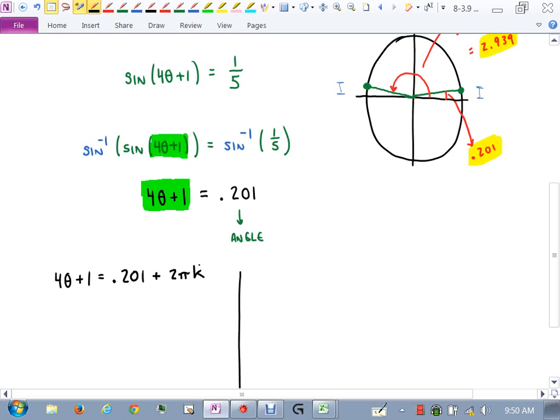Then if I write 4 theta plus 1 equals, what was the other angle? 2.939, but then again, adding any number of full rotations to that will be my other solution. You see how quickly this got confusing?